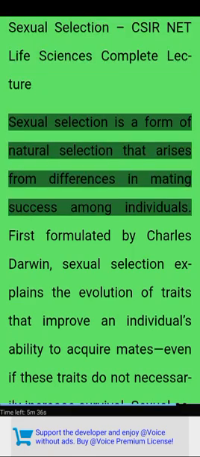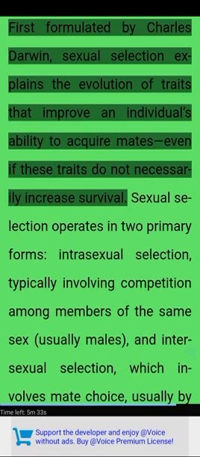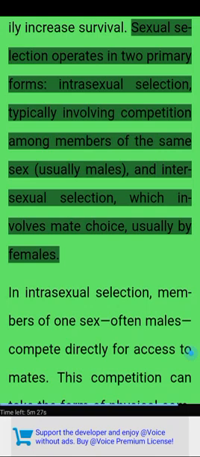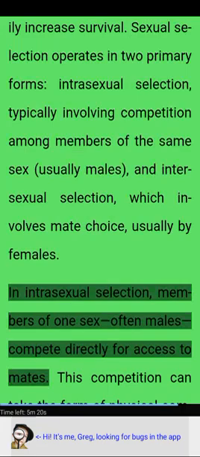Sexual selection is a form of natural selection that arises from differences in mating success among individuals. First formulated by Charles Darwin, sexual selection explains the evolution of traits that improve an individual's ability to acquire mates, even if these traits do not necessarily increase survival. Sexual selection operates in two primary forms: intrasexual selection, typically involving competition among members of the same sex, usually males, and intersexual selection, which involves mate choice, usually by females. In intrasexual selection, members of one sex, often males, compete directly for access to mates.